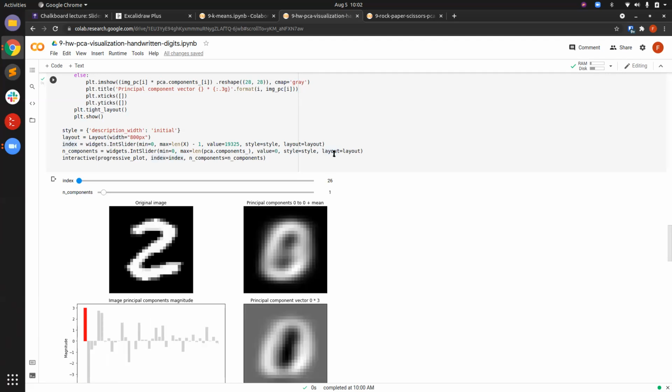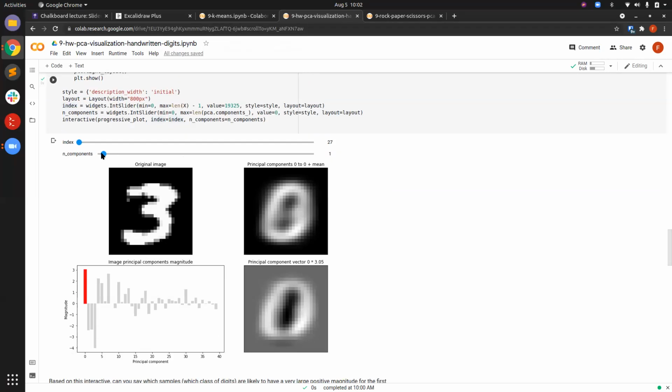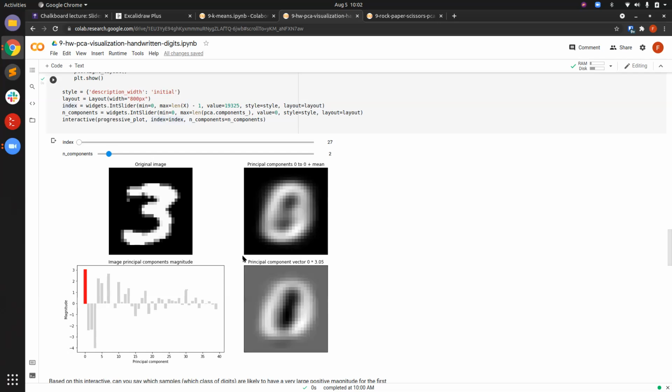I'm going to find a 3. Okay, so here's a 3, and we're looking at PC1. So this is PC1. And you can very clearly see here how PC1 can be helpful for reconstructing 9s and 3s. So PC1 says, have writing in this image in this part where it's white, don't have writing where it's black.